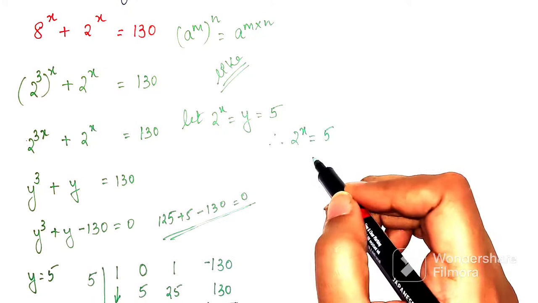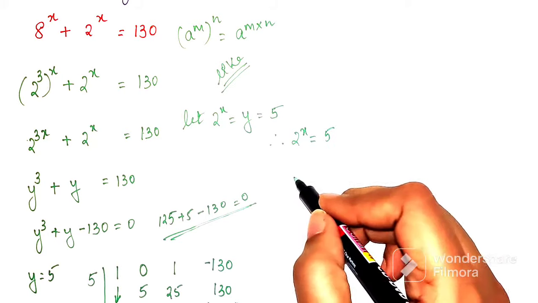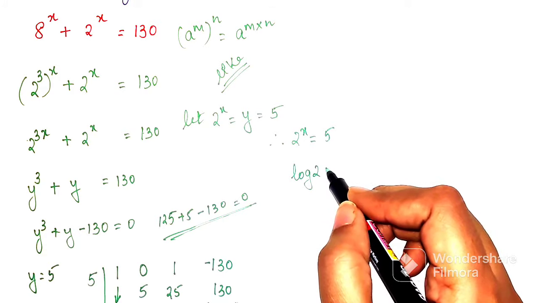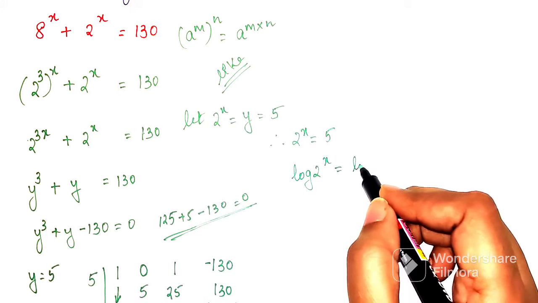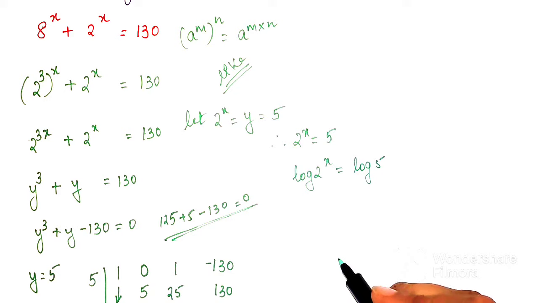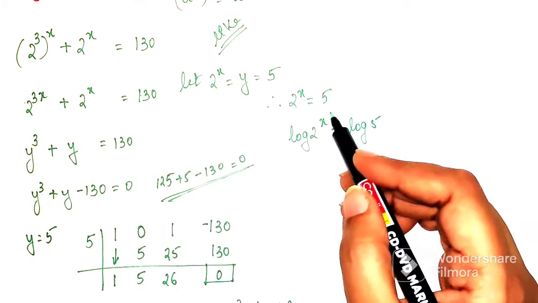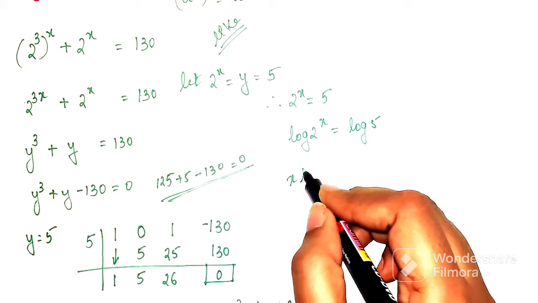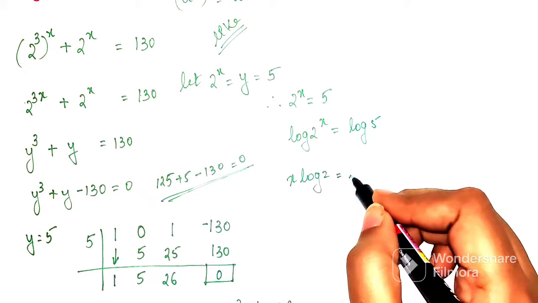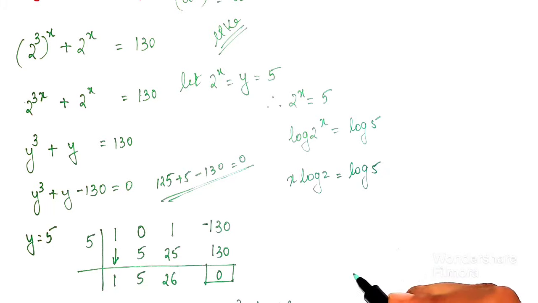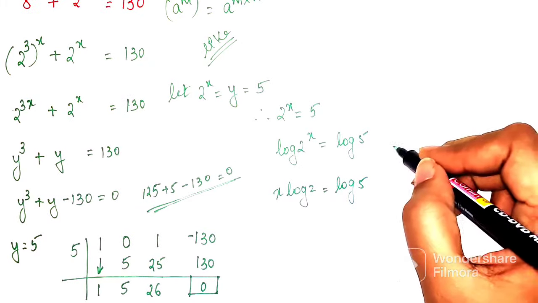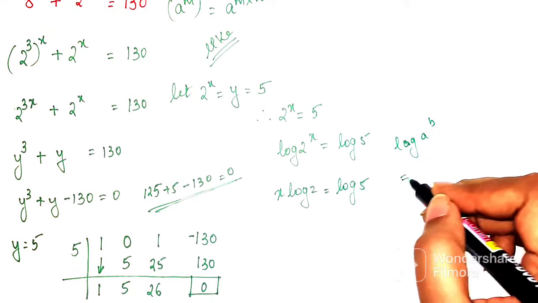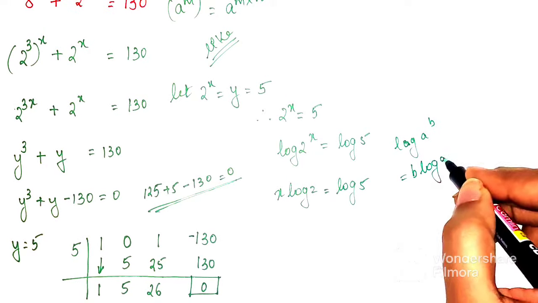Now in order to find the value of x, we'll have to use log. Taking log on both the sides, log of 2 the whole raised to x is equal to log of 5. Now as we know that the index can come ahead in case of log, this becomes x into log of 2 is equal to log of 5. In case you don't know, log of a the whole raised to b is nothing but b log a.